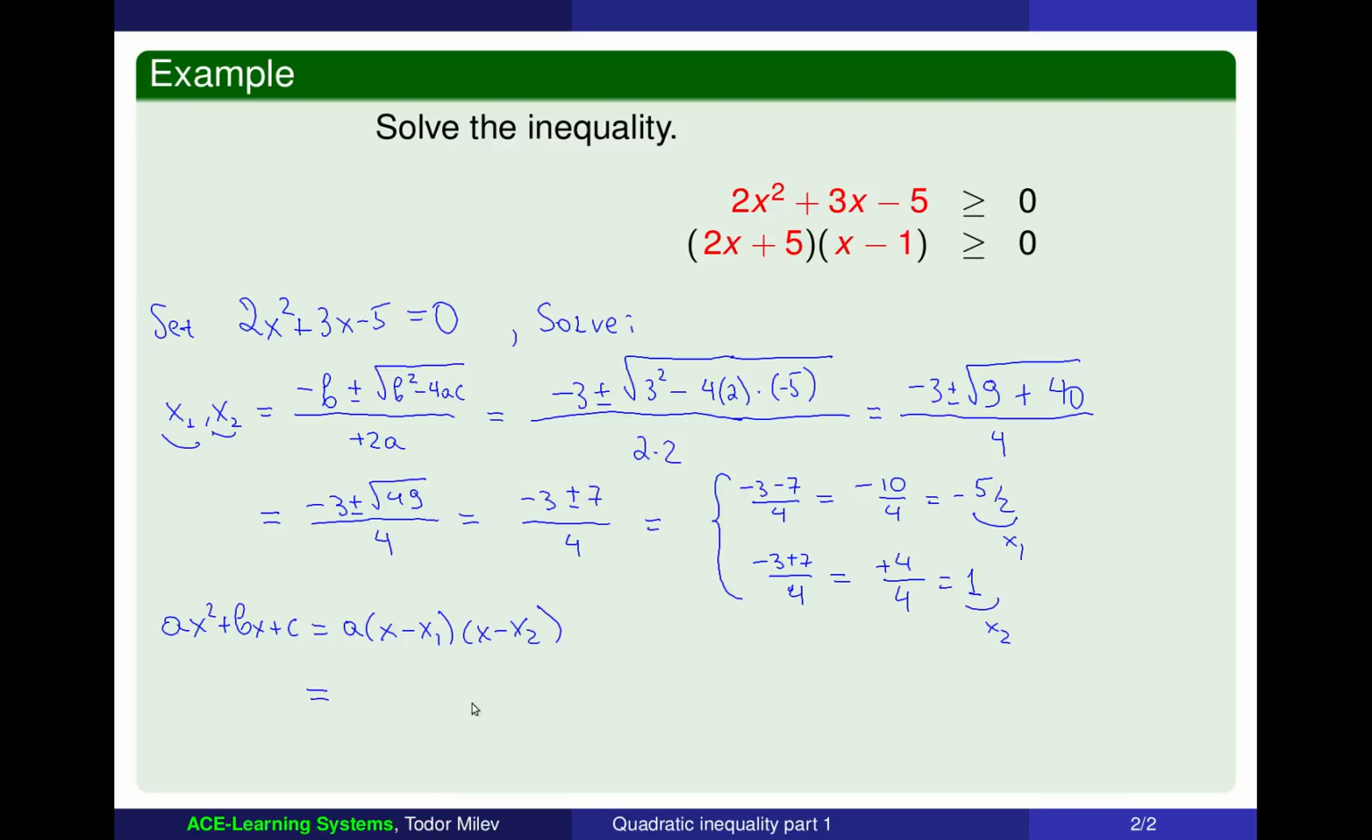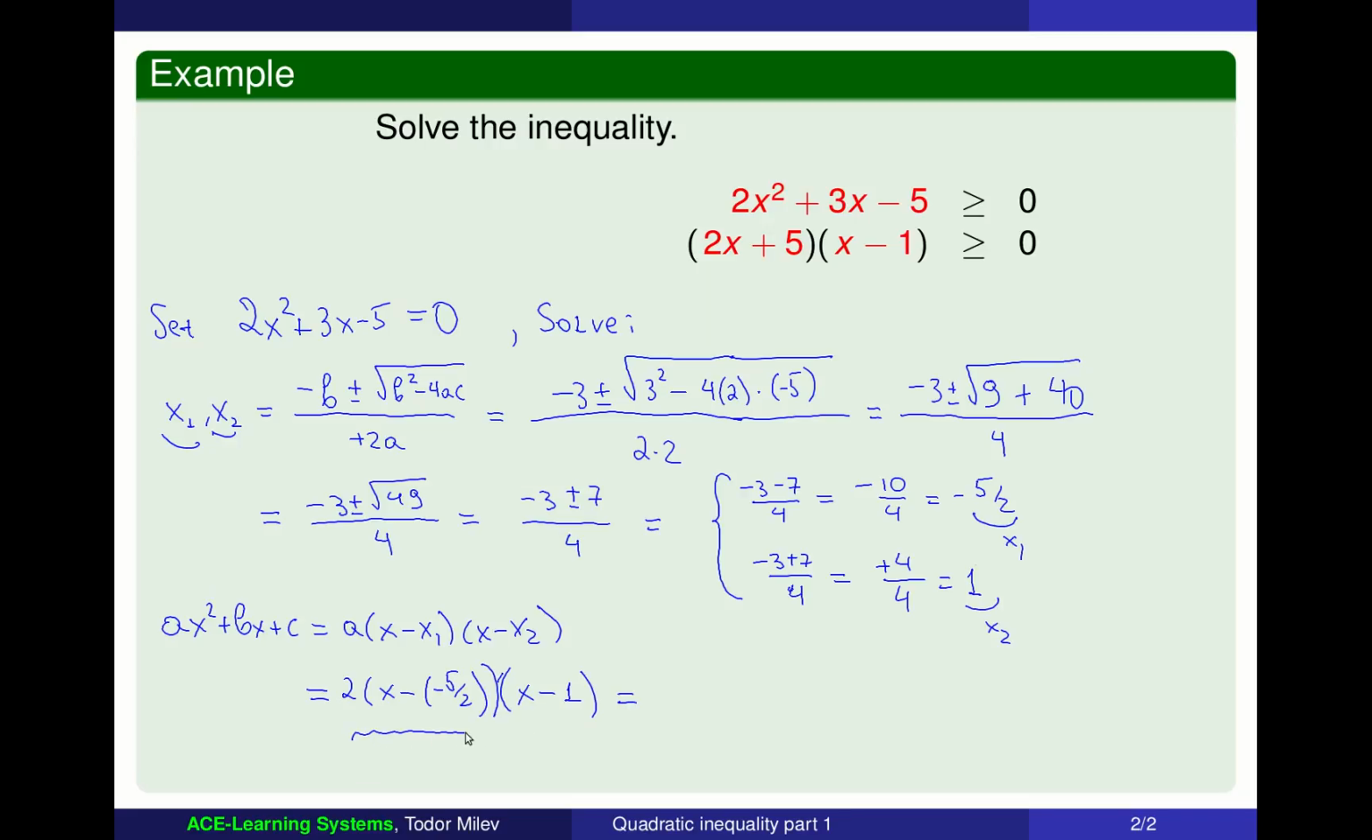If you remember, this was the pattern for an arbitrary polynomial. An arbitrary polynomial factors as the leading coefficient times x minus the first root times x minus the second root times x minus the third root, as many roots as is the degree of the polynomial. Okay, so now we have factored our quadratic. The number a here is equal to 2, x1 is equal to negative 5 halves, and x2 is equal to 1. So that is our factorization.